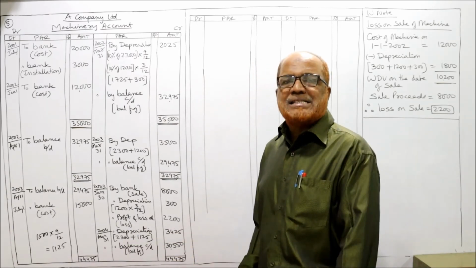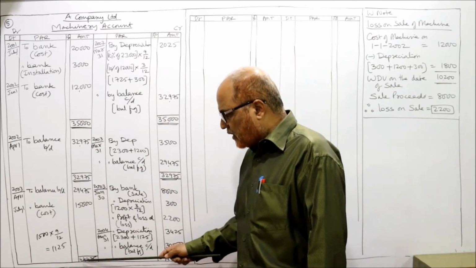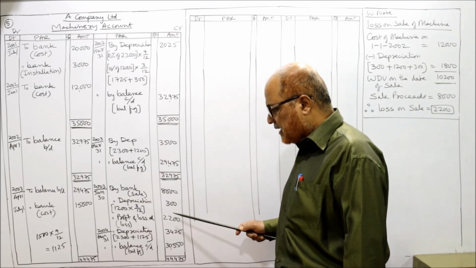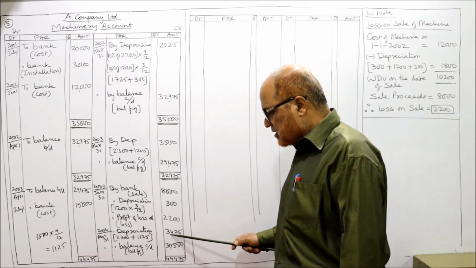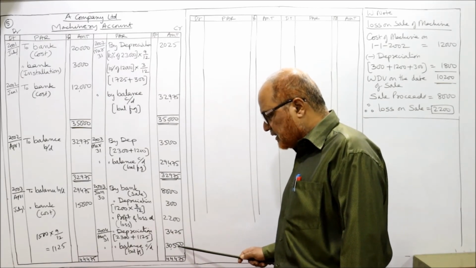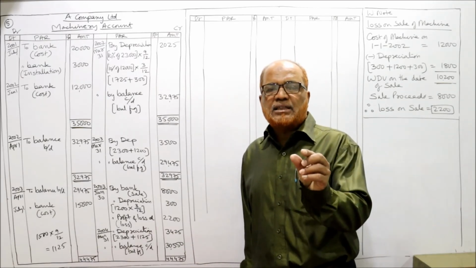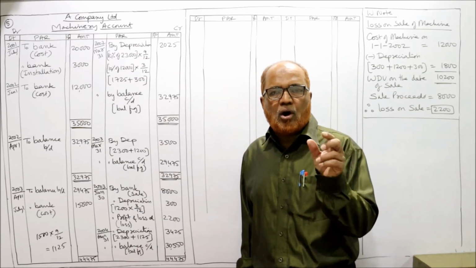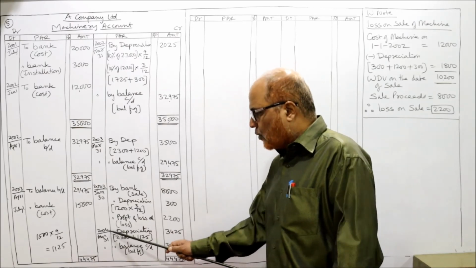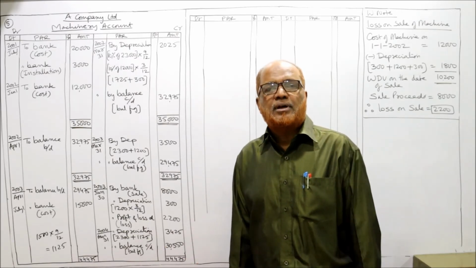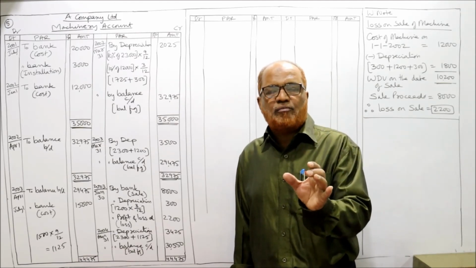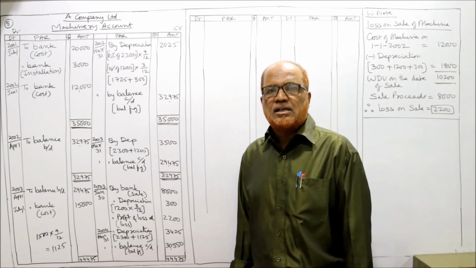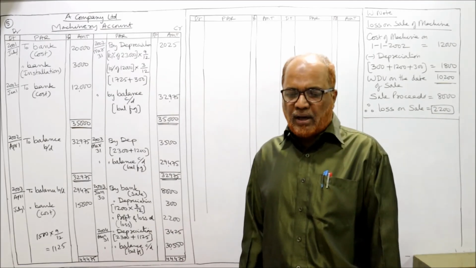Now we'll find out the balancing figure. Take the debit side total 44,475. 44,475 minus 8,000 minus 300 minus 2200 minus 3425. Balancing figure is 30,550. This is the closing value of machinery on 31st March 2004. That's what it is asking in the problem. It is asking to calculate the value of machinery as on 31st March 2004. That's it. So this is the end of problem number 5.